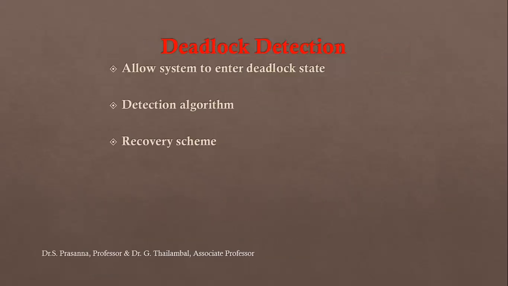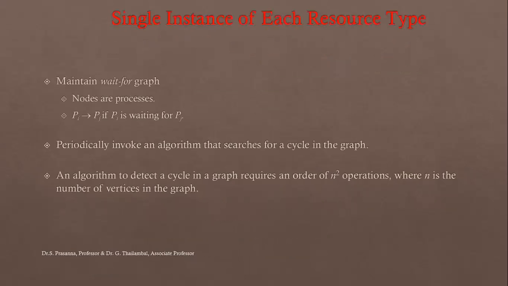Deadlock detection. How will you identify a deadlock? Allow the system to enter a deadlock state, then use an algorithm to detect the deadlock and recover the process from the deadlock. For a single instance of each resource type, maintain a wait-for graph with nodes as processes. If PI is waiting for PJ, there is an edge from PI to PJ. Periodically you have to invoke the algorithm to check whether PI has entered into any cycle.